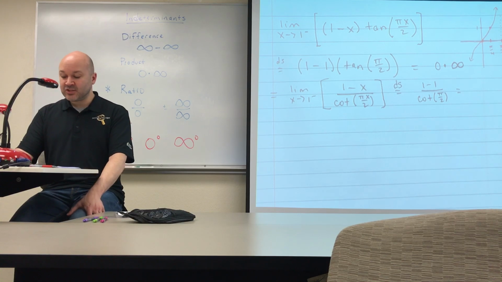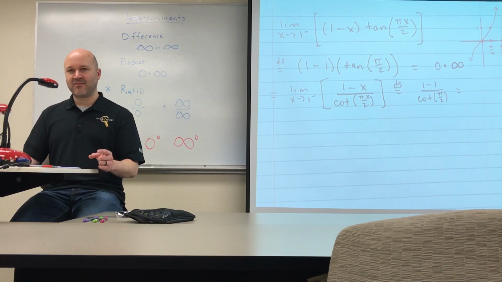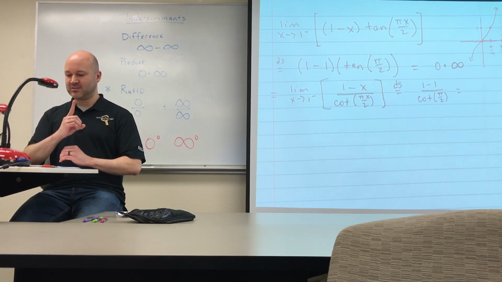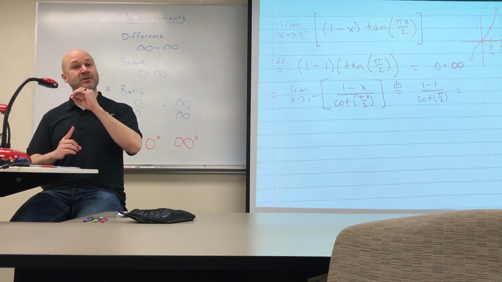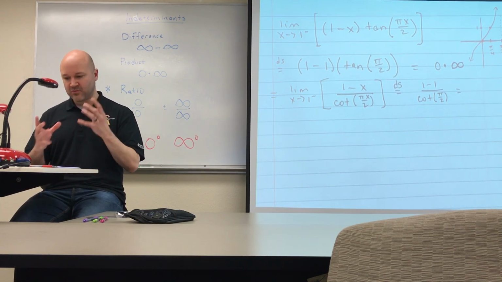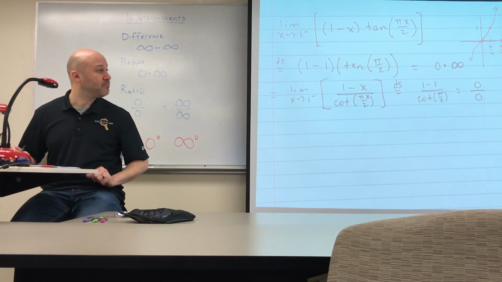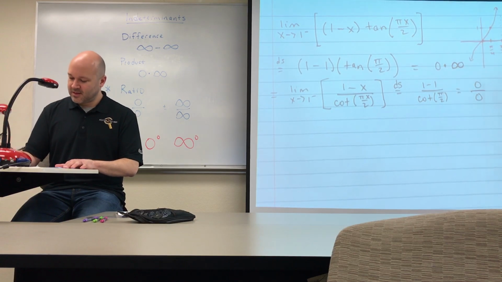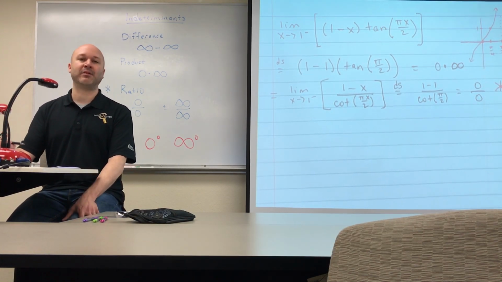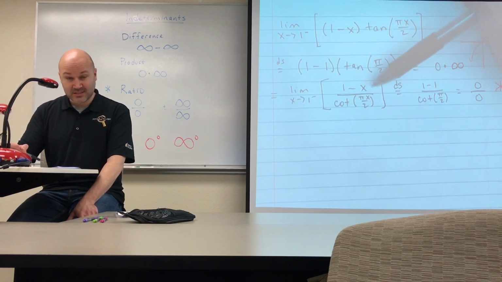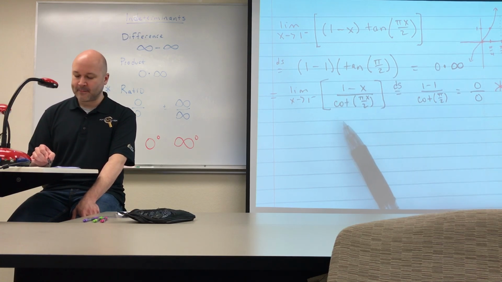Well, tangent of pi halves is undefined. You could think of that as 1 divided by 0, the y value divided by the x value. So cotangent is simply the reciprocal, x over y, or 0 in this case. So cotangent of pi halves is 0. And lo and behold, thank goodness, I've got a ratio indeterminate, meaning I can apply L'Hopital's rule to this form of that function. Not the original, but this ratio form.